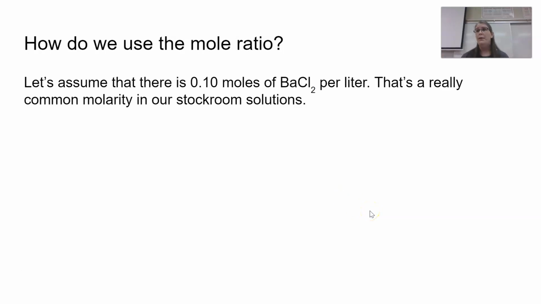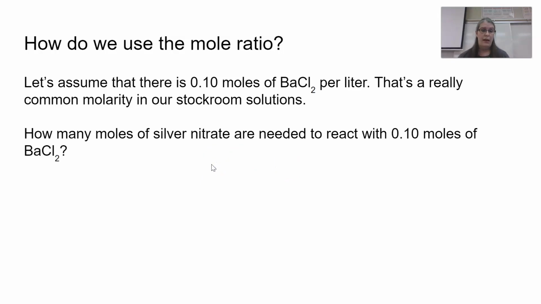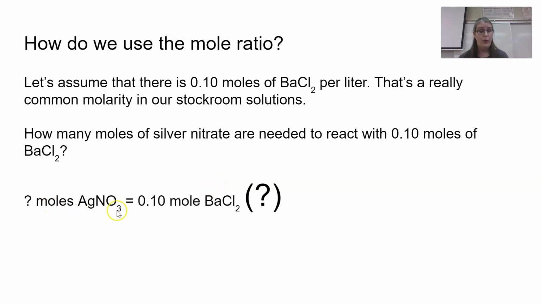So let's assume that this is probably likely to be somewhere around 0.1 moles of barium chloride. That's a really common molarity in my stockroom solution, so it's a decent guess. How many moles of silver nitrate would be needed to react with 0.1 moles of barium chloride? And I just saw the words how many, which makes me think I need a question mark. Let's set it up just like we did in the fall. Question mark moles of silver nitrate would react with 0.1 moles of barium chloride.